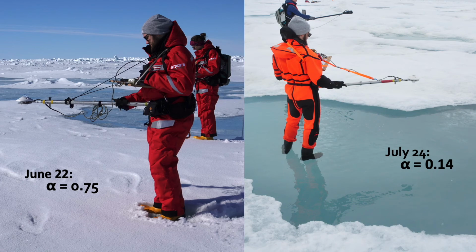In certain locations where we see more drastic changes in what the ice looks like, these are also associated with more dramatic changes in the albedo. So the pair of photos here now shows measurements at the same location, again on two dates over a month apart, June 22nd and July 24th. Here initially the albedo was 0.75, very similar to before, where 75% of the incoming energy is being reflected.